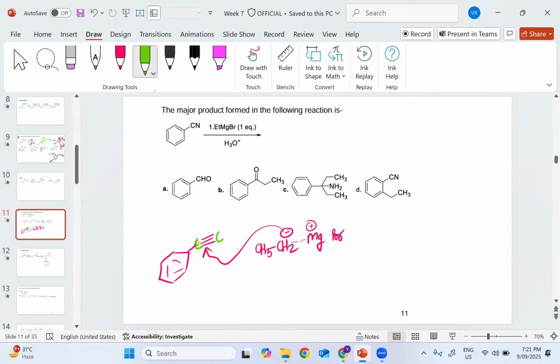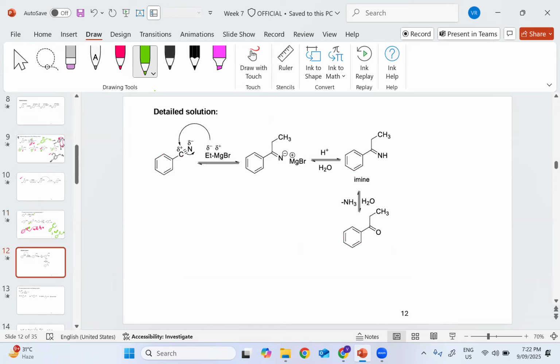So this triple bond, this is the nitrogen. The carbon is electrophilic. So we get a product in which now we have given particularly one equivalent. So this is the first step in this reaction condition, and upon H3O+, that is the acidic workup, the imine gets eliminated, and upon hydrolysis it will give the keto. So we get option B in this case.